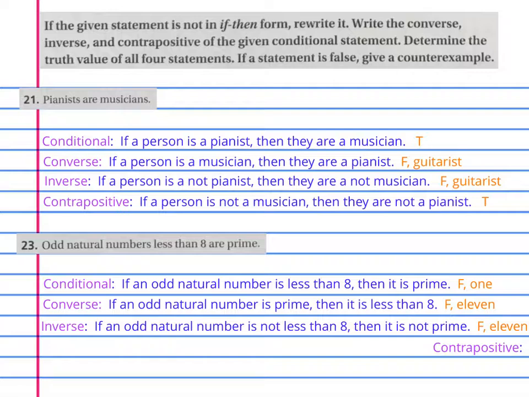So 11 is an example of something that fits the first part, that it's an odd natural number that's not less than 8. 11 is not less than 8. It's a natural number and it's odd, but it does not fit the second part, which says that it would be not prime, because 11 is prime. Okay?